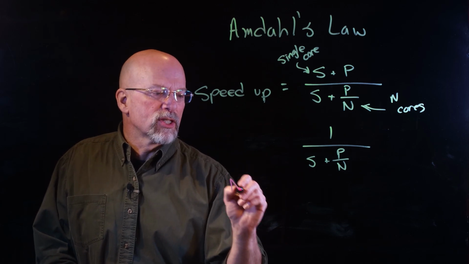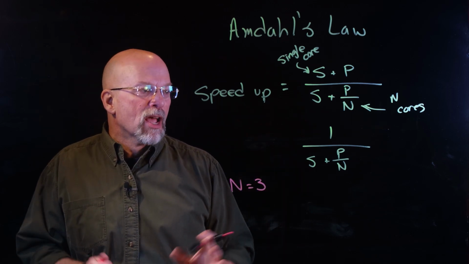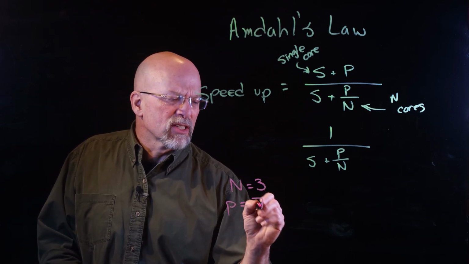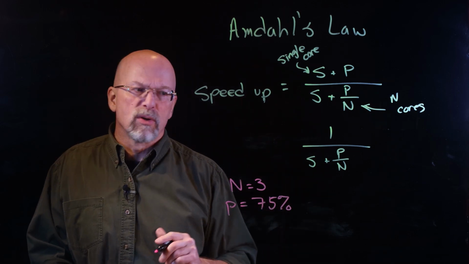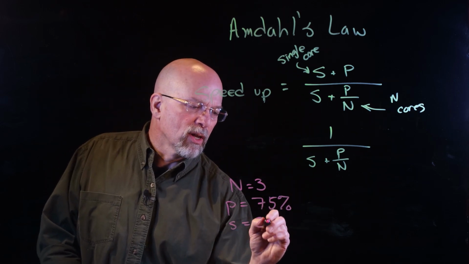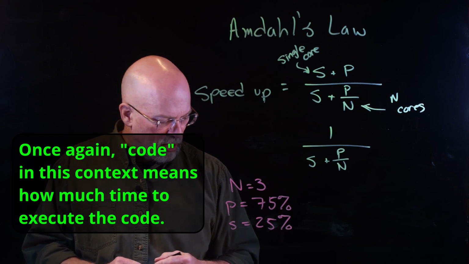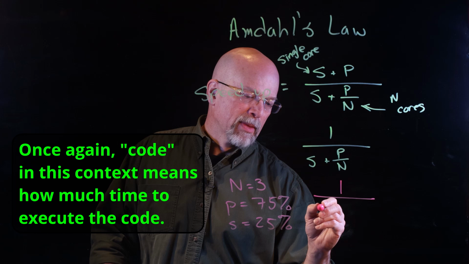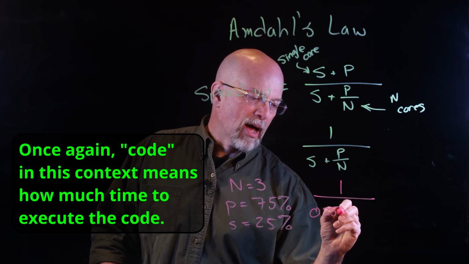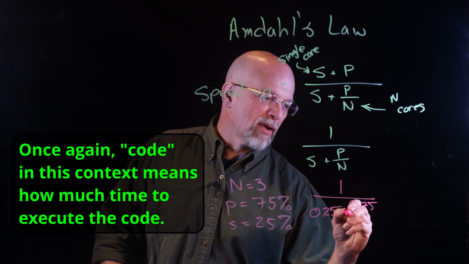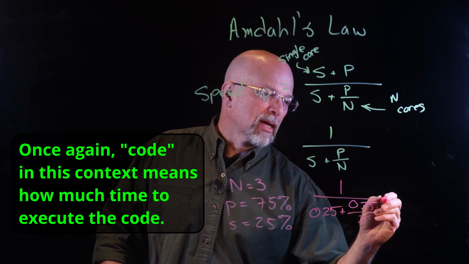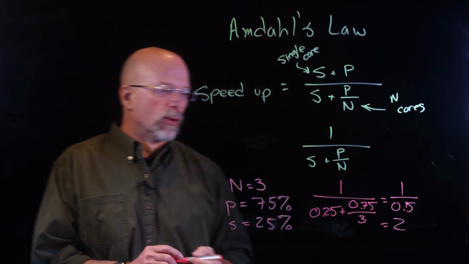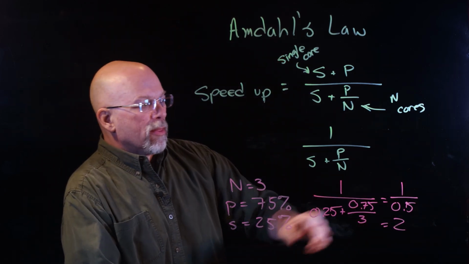But what happens if we say that N is equal to 3? Let's say that 75% of our code is parallel, and 25% of our code is serial. If we do the substitution, we get 1 over 0.25 plus 0.75 divided by 3. This becomes 1 over 0.5, which is equal to 2.